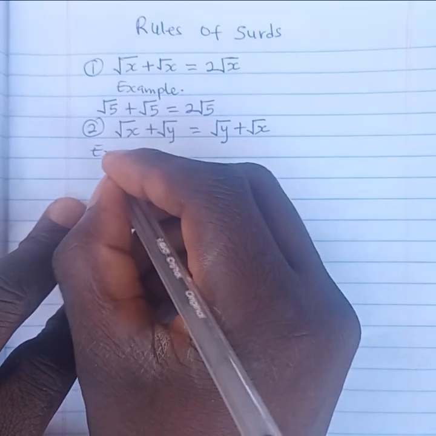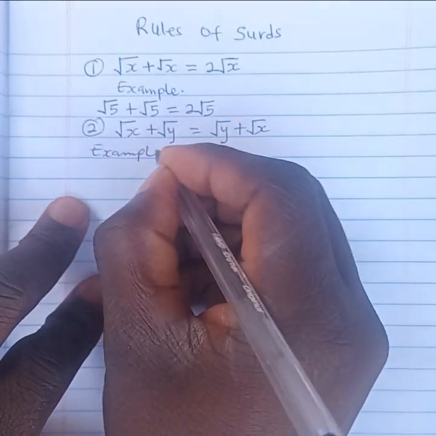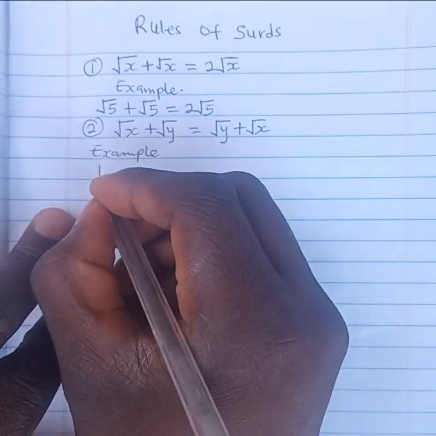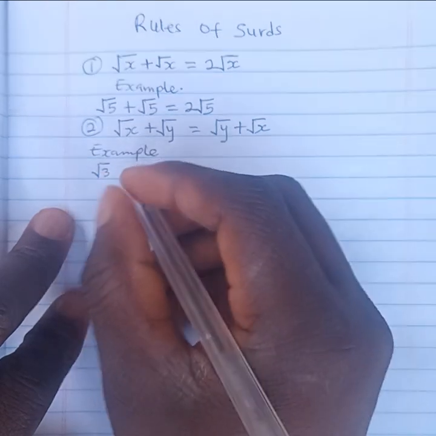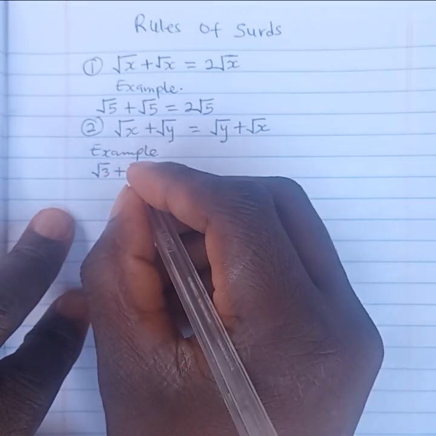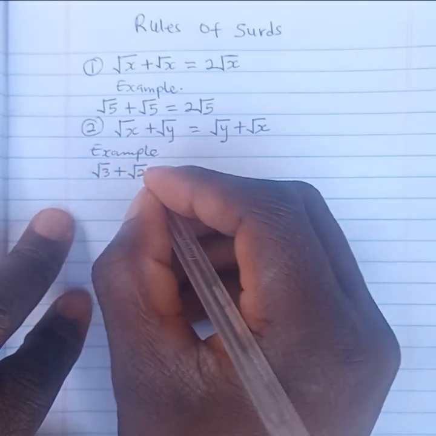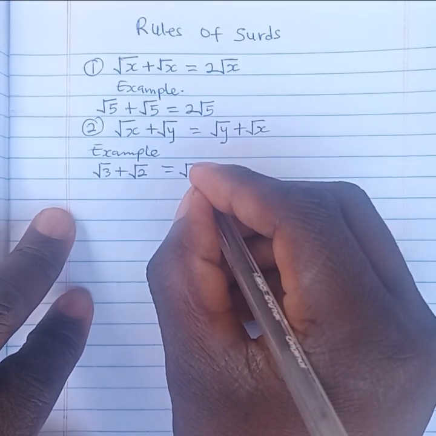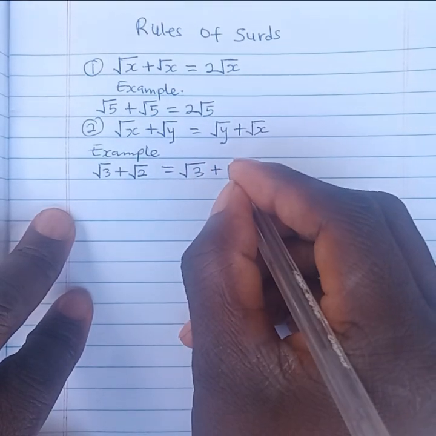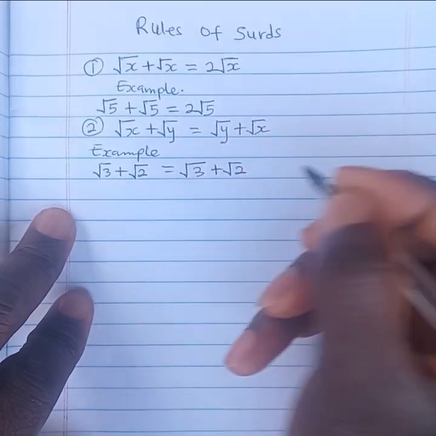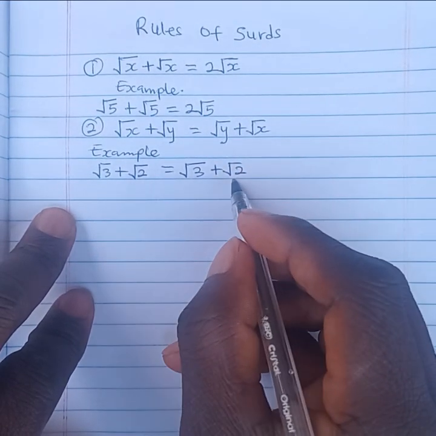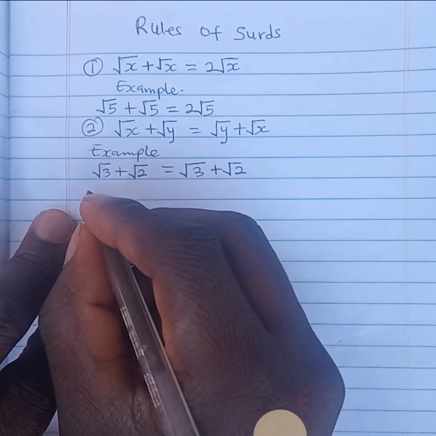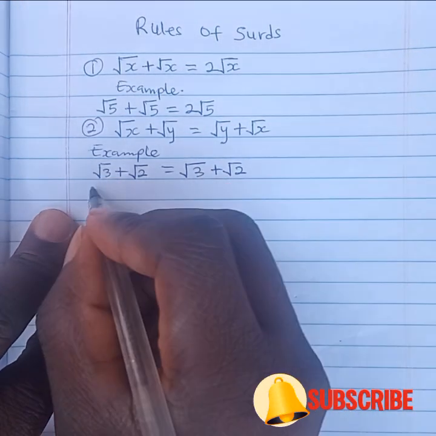Example: when we have square root 3 plus square root 2, this will give us square root 2 plus square root 3. You can just interchange their positions, but you cannot add them. Let's go to rule number 3.